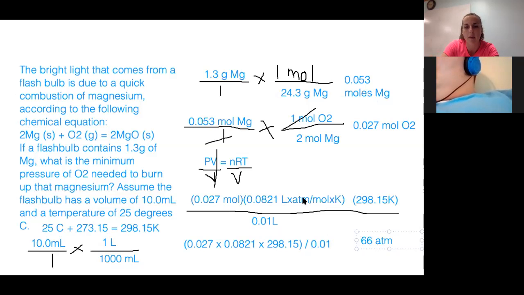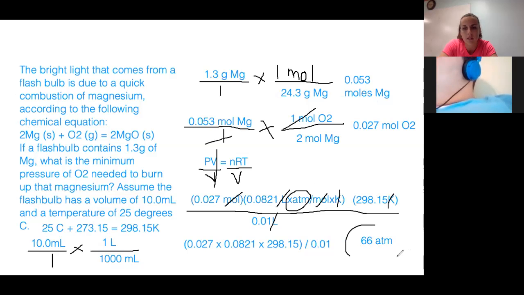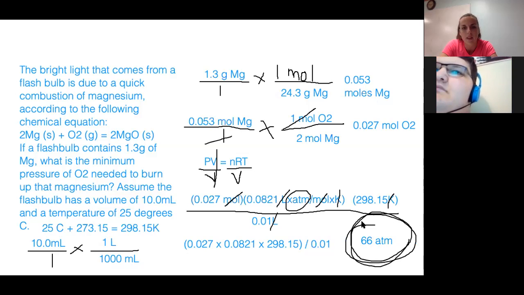And the unit is atmospheres, because if you go back here, you'll notice moles is here on the top, here on the bottom, Kelvin on the top, Kelvin on the bottom, liters on the top, liters on the bottom, and the unit I'm left with is atmospheres. So this is your pressure. That's your answer. And this again is a 12-point question on your test. But I just showed you how to do it. So if you don't understand any of those steps, just let me know.